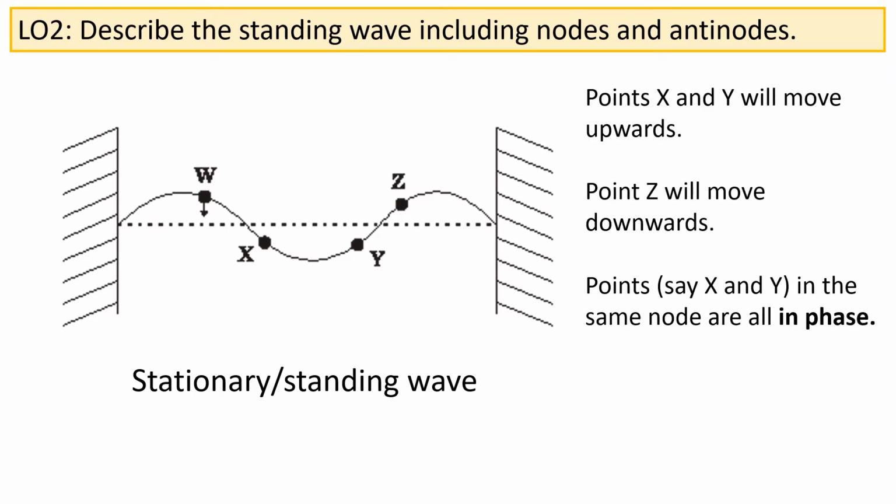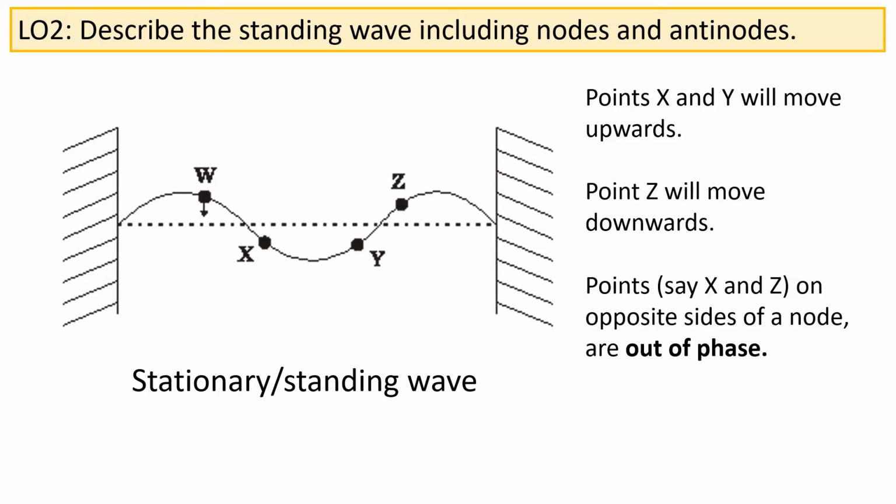The diagram on the left shows a standing wave where the point W is moving down. This implies that points X and Y will move upwards and point Z will move downwards. That's because points X and Y are between the same nodes, and so therefore we say they are in phase with each other. They're moving in the same direction. Conversely, as points X and Z are on opposite sides of a node, we say they are out of phase with each other. That is, as point X moves upwards, point Z will move downwards.